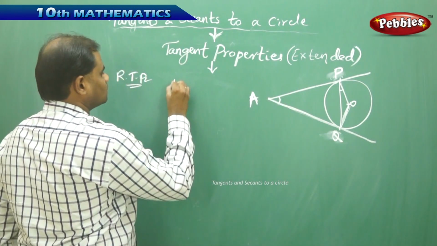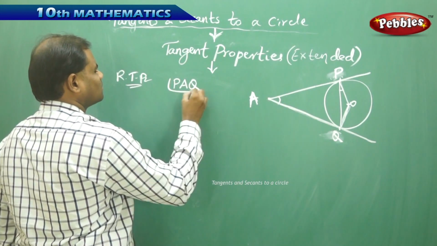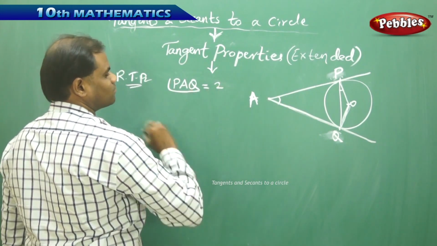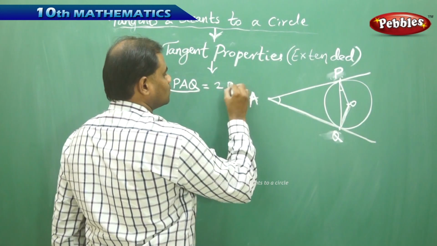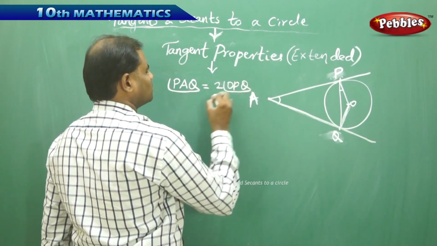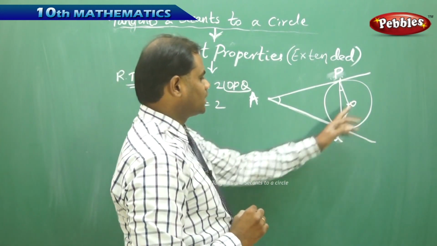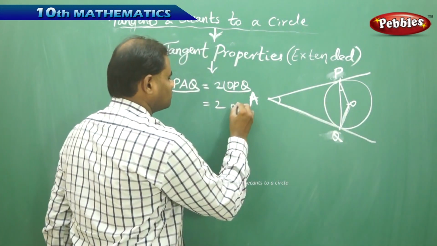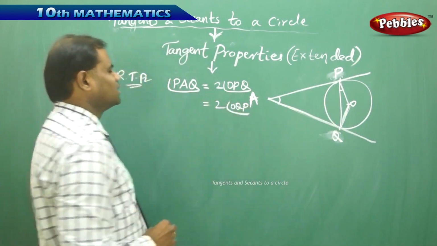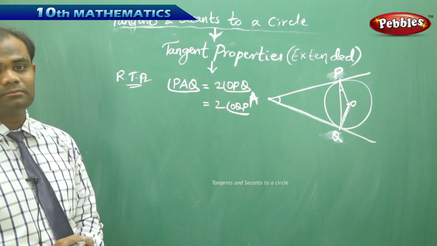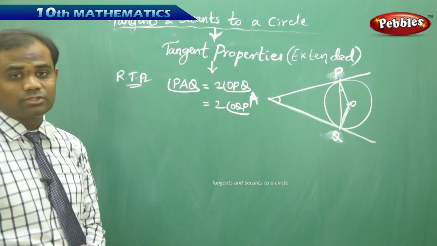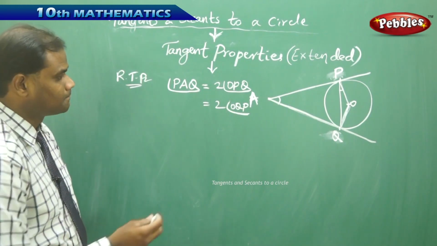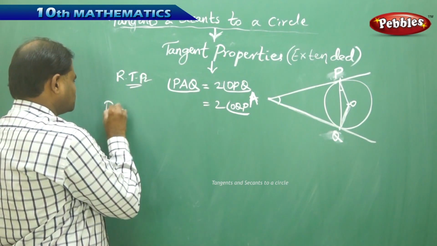Angle PAQ is twice of angle OPQ, or it is also twice of angle OQP, is what I need to prove using the diagram. So this is the required to prove part. So how do I do the proof?